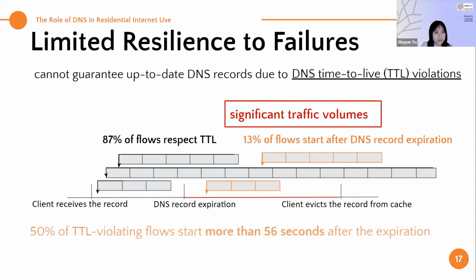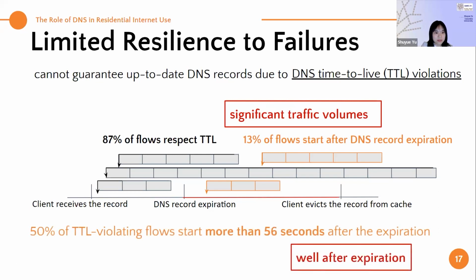Among those TTL violating flows, 50% of them start more than 56 seconds after the expiration. Notice that this staleness occurs before the recursive resolver, as we collect traffic at a point between clients and the recursive resolvers. This means that the problem is on the client side. Client caches can violate TTL and save records that should have expired.